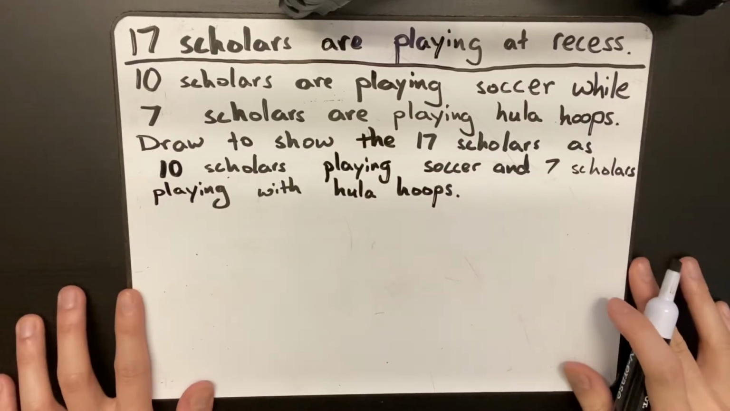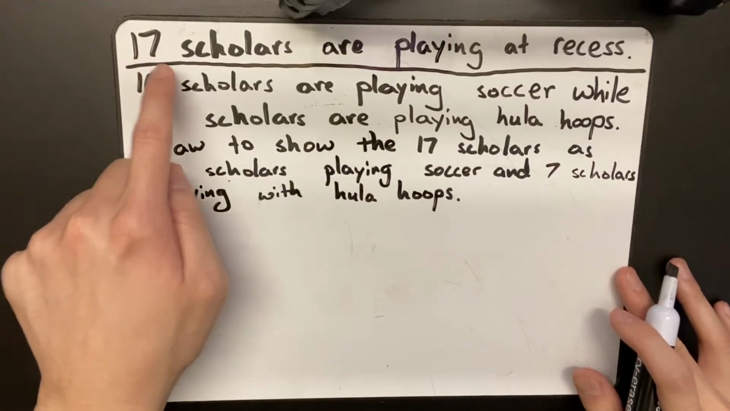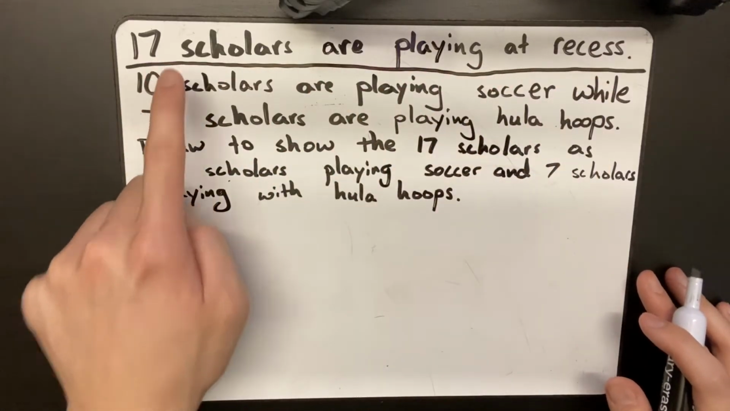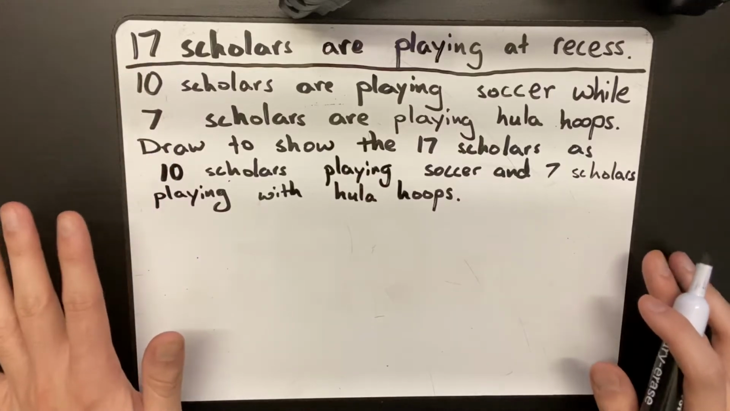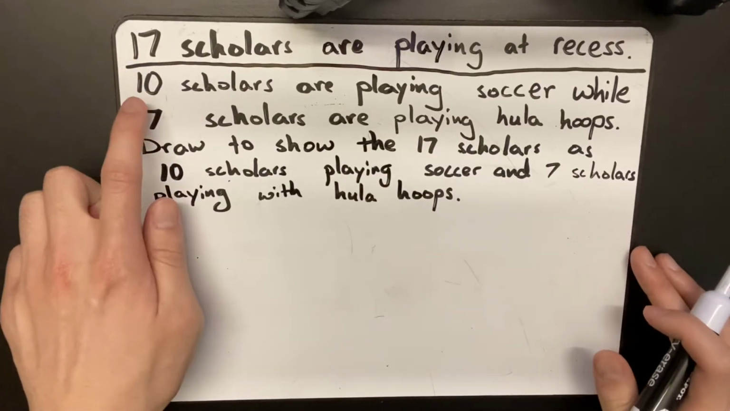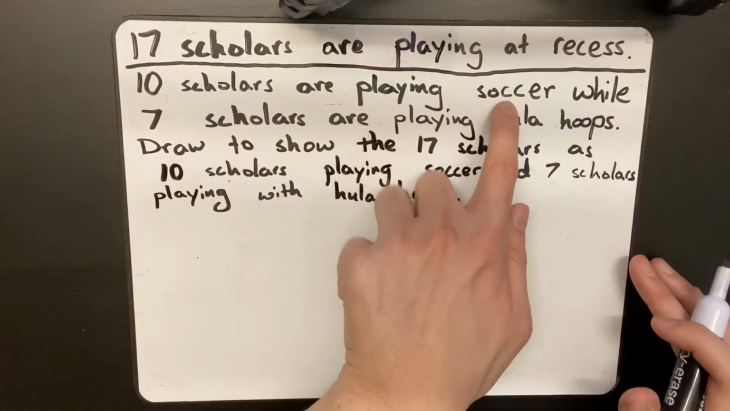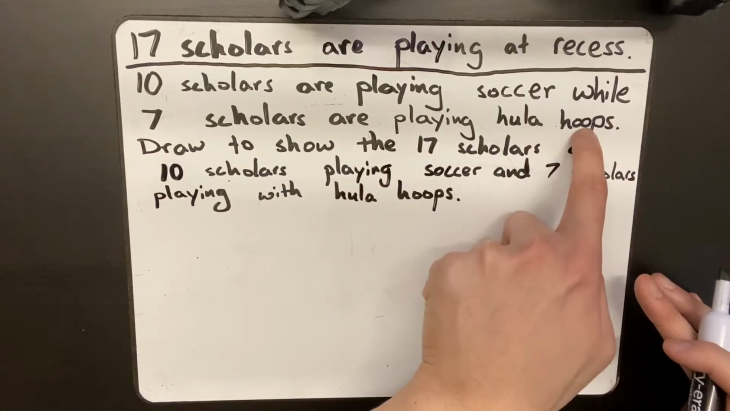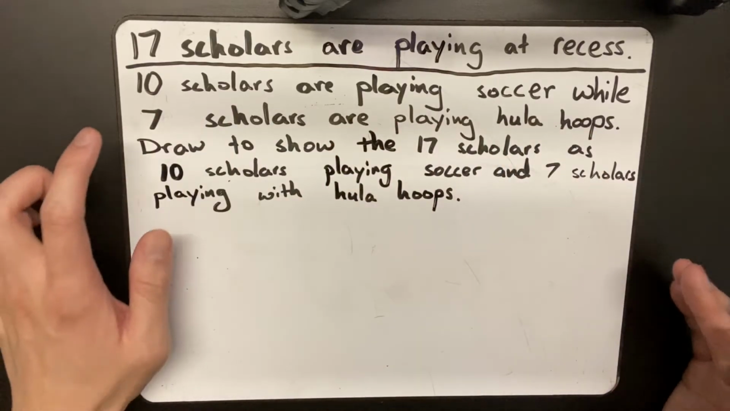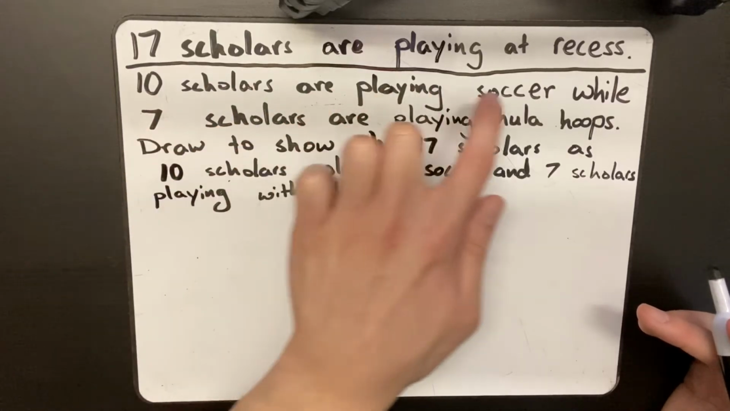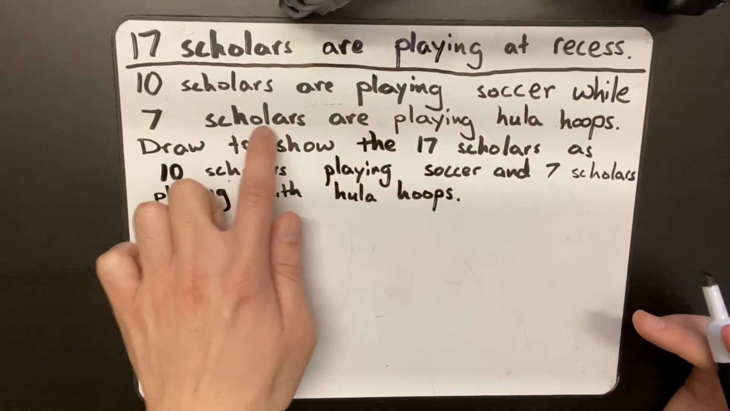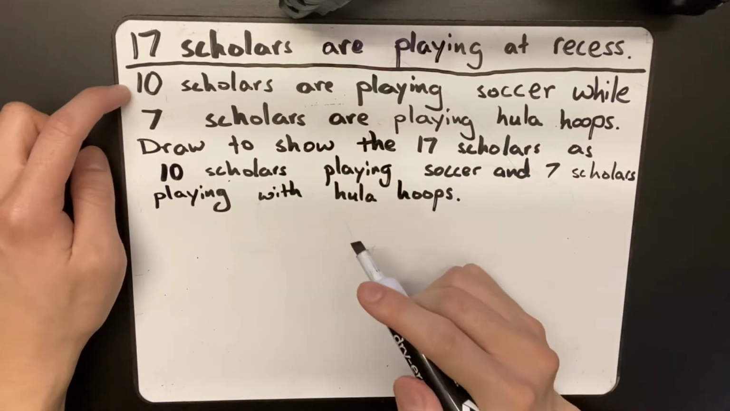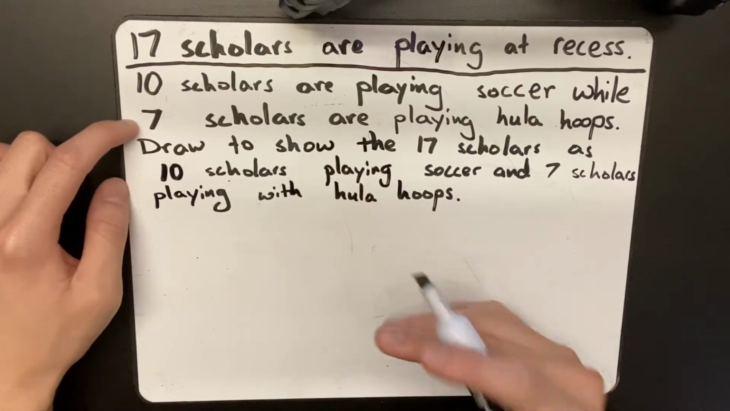Okay, so I'm going to read the question out. It says, 17 scholars are playing at recess. How many scholars? 17. Okay, but of the 17 scholars, 10 scholars are playing soccer, while 7 scholars are playing hula hoops. So how many kids are playing soccer? Let's find out again. 10 scholars are playing soccer, while 7 scholars are playing hula hoops. Okay. So 10 of them are playing soccer. 7 of them are playing with hula hoops.